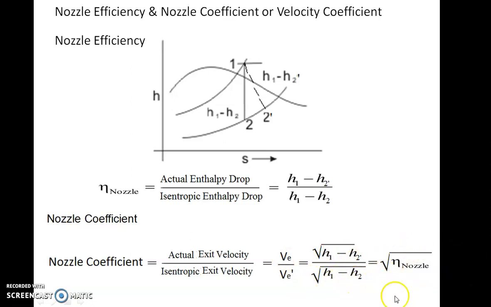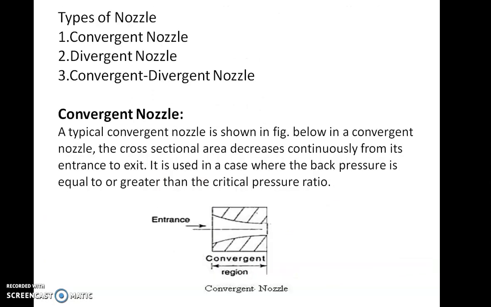This H1 minus H2 dash upon H1 minus H2 is called the nozzle efficiency. But it is under root, that's why nozzle coefficient is nothing but the square root of nozzle efficiency. That you have to remember. It's only a definition that we have to remember: nozzle efficiency is the actual enthalpy drop upon the isentropic enthalpy drop, and nozzle coefficient is the square root of nozzle efficiency.